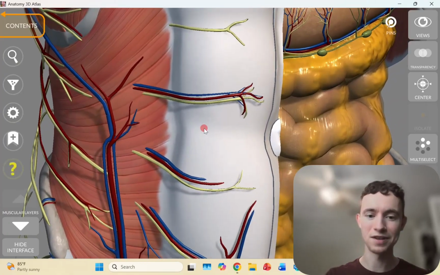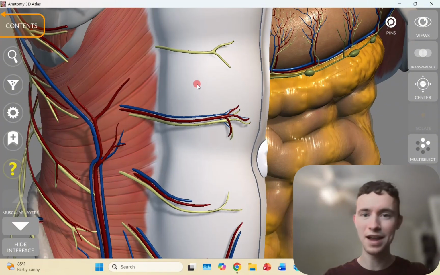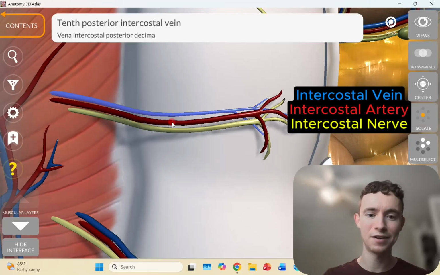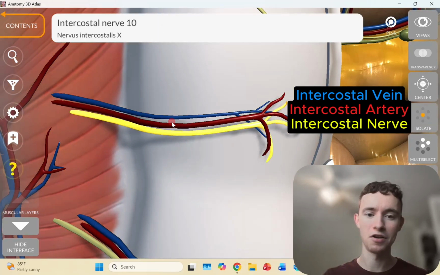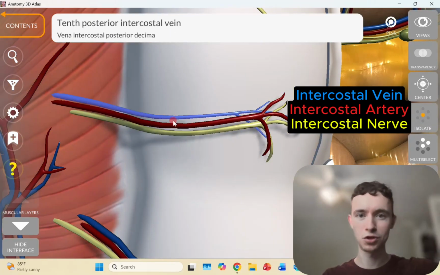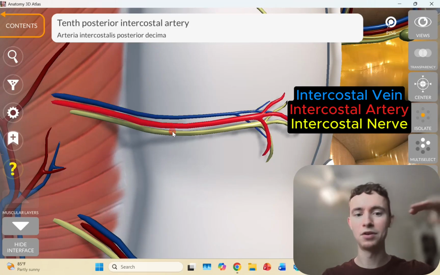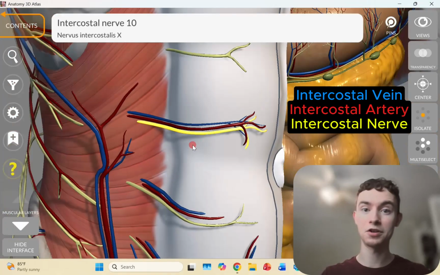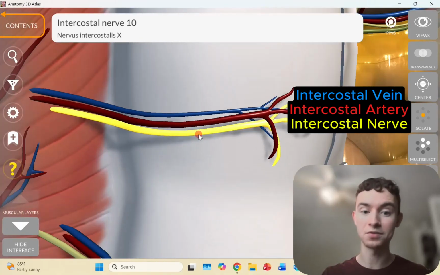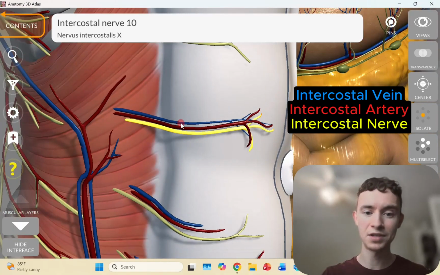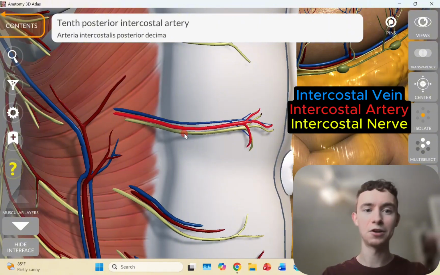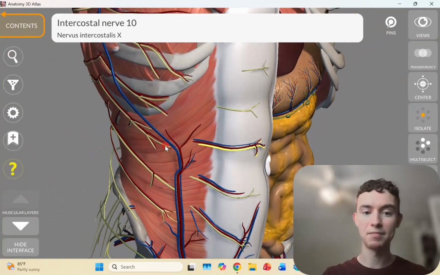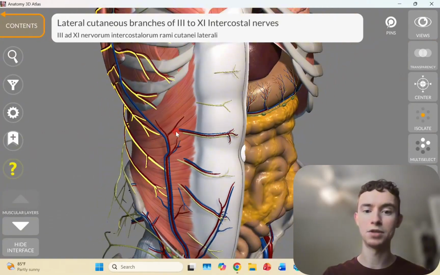So this trio right here, there's this trio that happens in between every single one of our ribs, and it's called VAN. What that means is vein, artery, and nerve. So V is the most superior, A in the middle, and then N below that is our order of the neurovasculature in between each of our ribs. And these are the intercostals, okay? We talked a lot about the intercostal nerves. So it's intercostal vein, intercostal artery, and then the intercostal nerve. And they're all named based on where they're sitting in between the ribs.